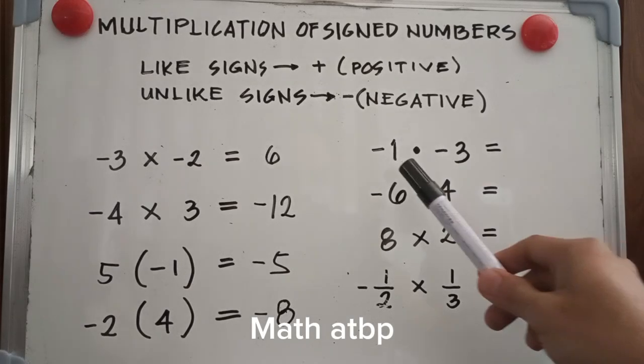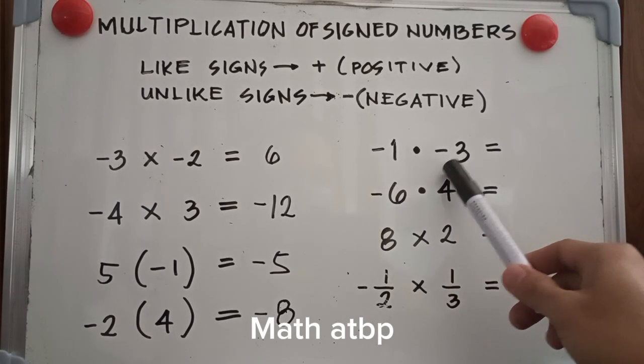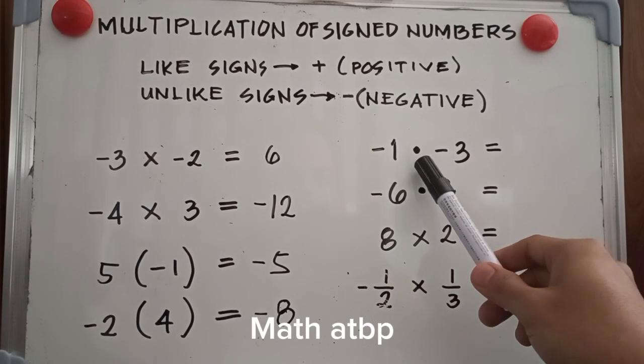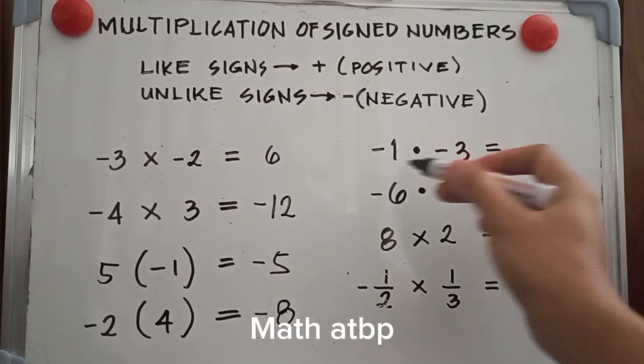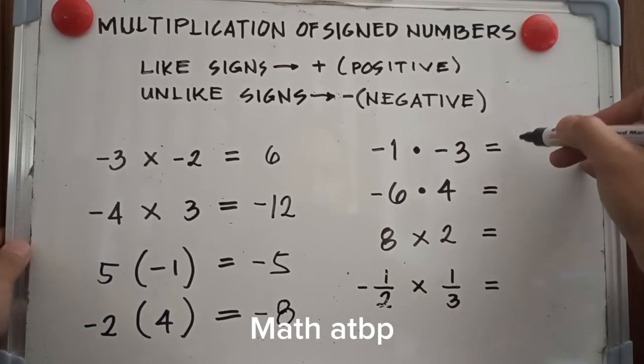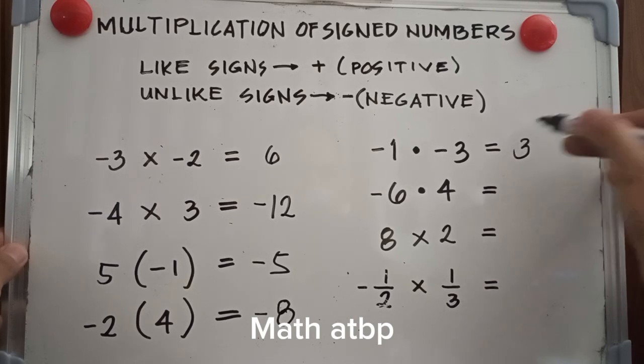Then we have here negative 1 times negative 3. That also indicates multiplication. So, they are both negative. The answer will be positive 3.